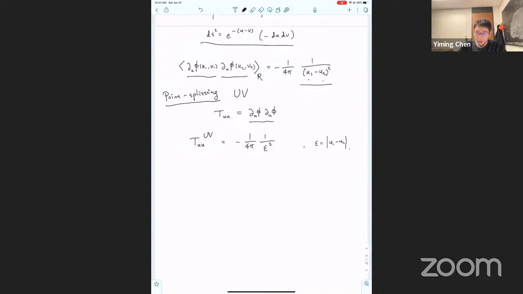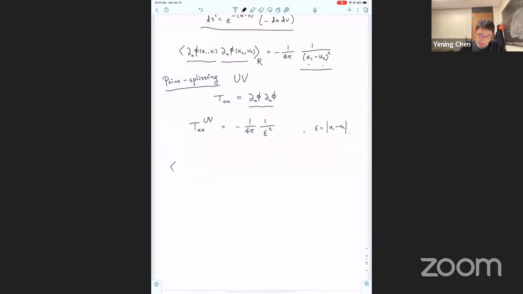Now, what is the question we want to answer? We want to answer why the Minkowski vacuum looks thermal in the Rindler space. So the actual 2-point function we want to consider will be the 2-point function in the Minkowski vacuum, and then we subtract the UV divergence that corresponds to what the Rindler observer will subtract. So what is the 2-point function in the Minkowski vacuum? We want to work that out. The 2-point function in Minkowski vacuum.